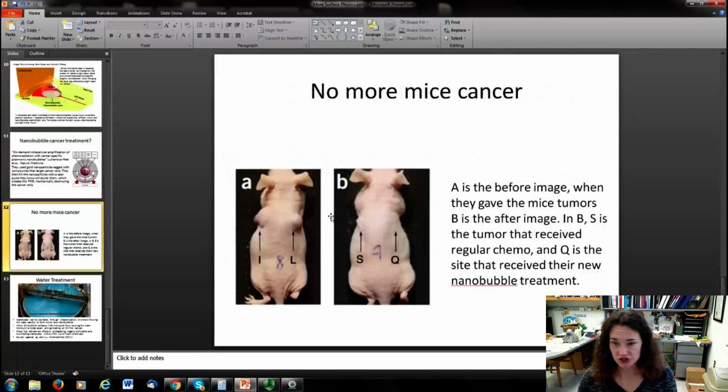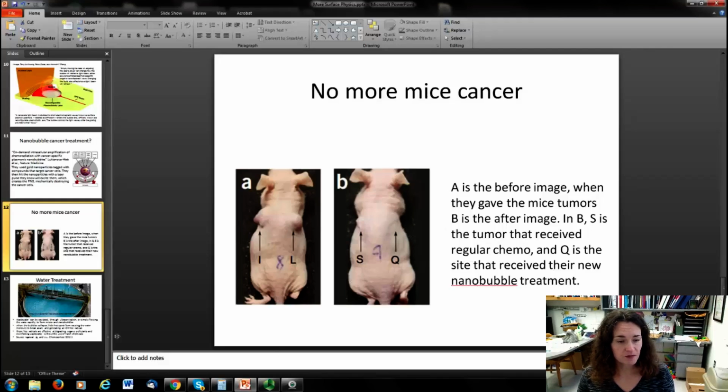And they have images here of the mice before and after they've been treated. So you see it's got 2 tumors here. They gave it 2 tumors. And then they labeled post-treatment the different tumors S and Q. S is the tumor that received the regular treatment, and Q is the site that received their new nanobubble treatment. And you can see the tumor's all gone.